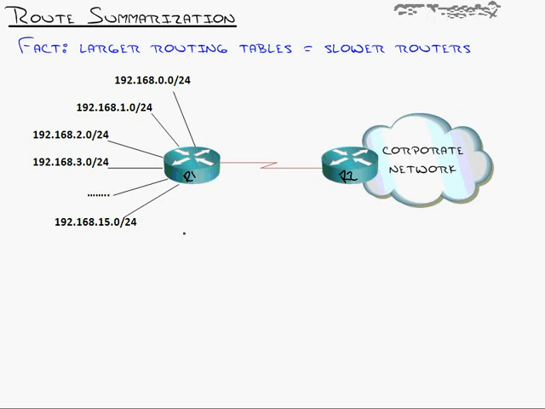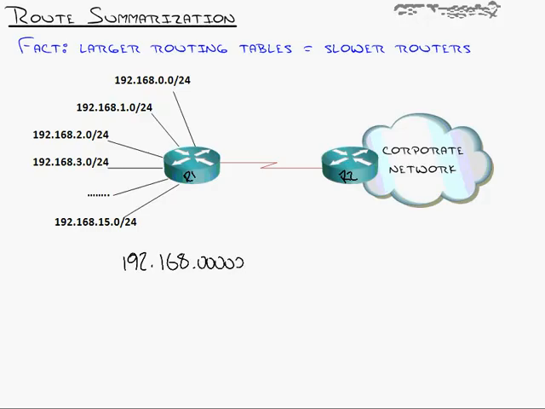So here's how you can do route summarization more efficiently. We need to get back to working in binary and working in our subnetting mindset. Here's the idea. I've got all of these networks. They all start with 192. They all start with 168. Now we see the difference in the third octet. Let's break that into binary.